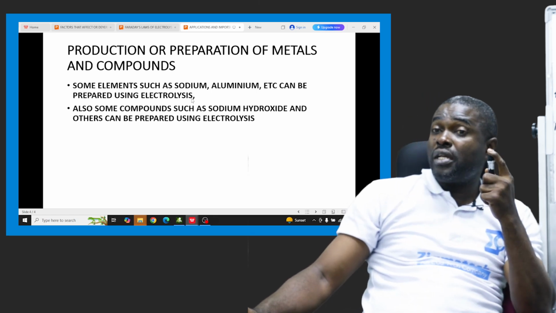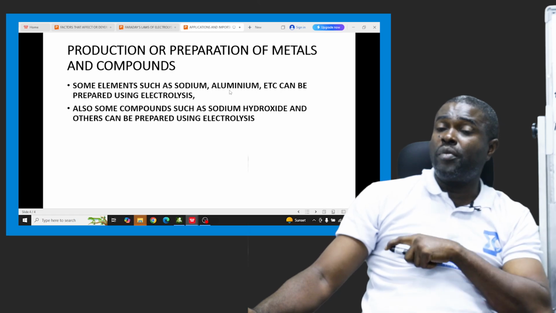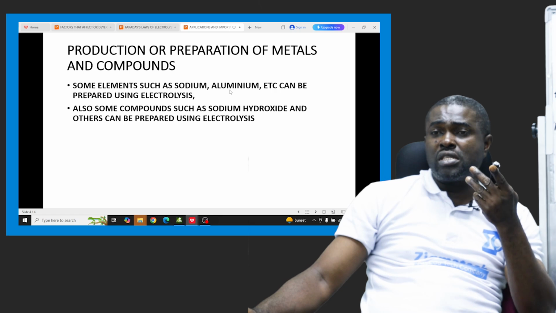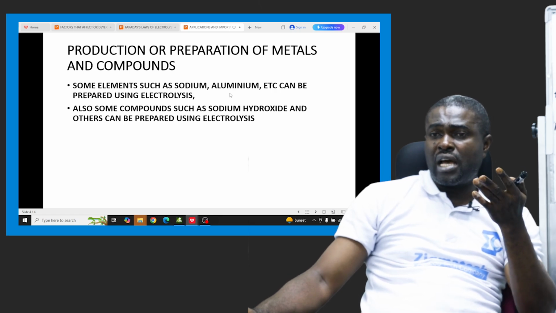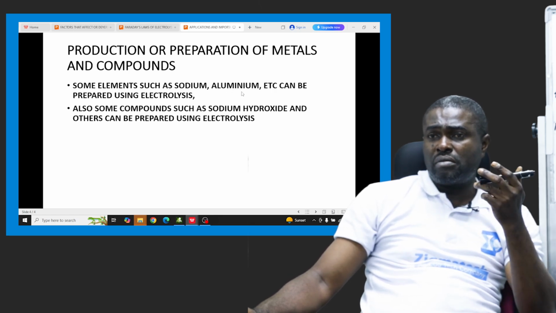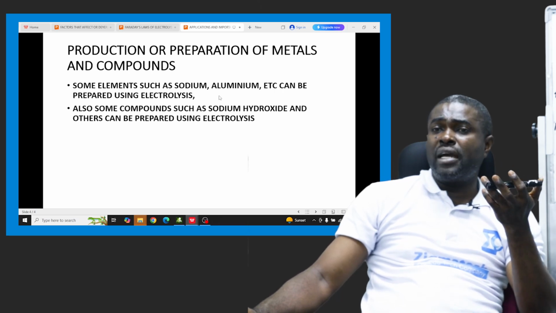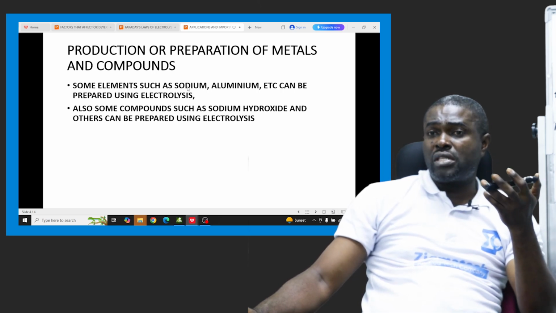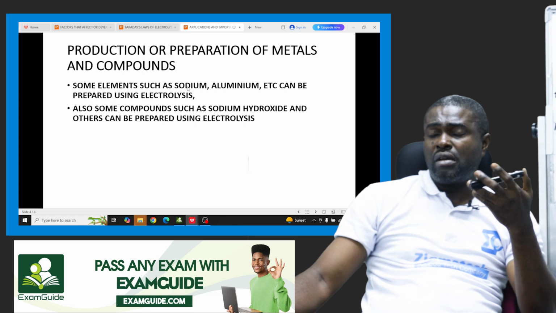Yes. For example, in the extraction of aluminum from its ore, from aluminum oxide, when you use electrolysis of molten aluminum oxide, after electrolysis, you get aluminum at the cathode. In the electrolysis of brine, that is concentrated sodium chloride, after the electrolysis, you get chlorine, which is a substance.